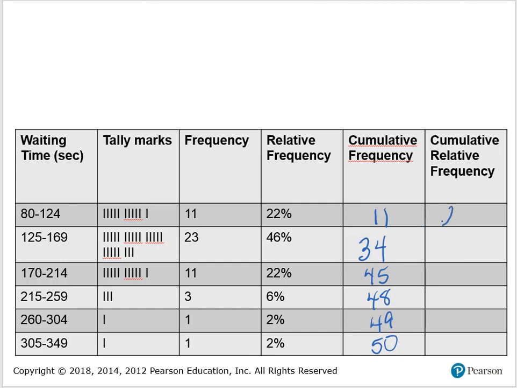So now we're going to do 22%. Next percentage would be the 22 plus the 46, so that's 68%. So that's telling me that really almost 70% of the patrons are getting their food in less than 169 seconds. Now I'm going to do 68 plus 22, so I'm at 80. 80 plus 6 is 86.